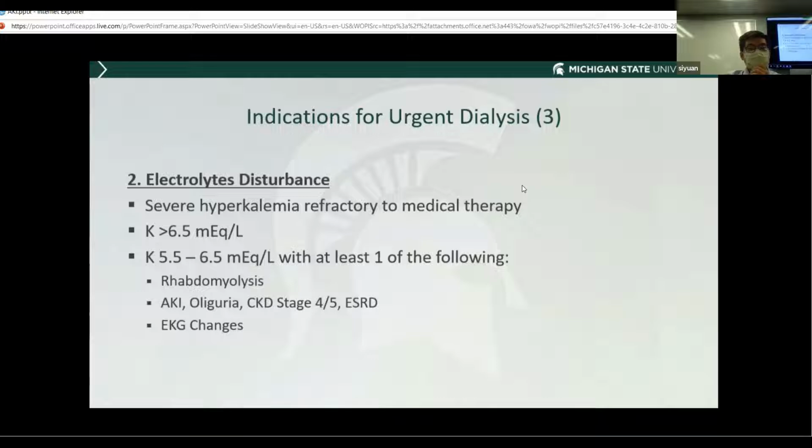And if that doesn't work, or if they have one of these criteria here: rhabdomyolysis, AKI, oliguric, CKD, ESRD, or EKG changes. In regards to rhabdomyolysis, the patients have ongoing breakdown of muscle, so you expect the potassium to go higher and higher. And for patients with AKI, oliguria, CKD, and end-stage renal disease, they just have poor renal function and are really poor at excreting potassium. That's why this falls into the category where you might need to consider urgent dialysis.